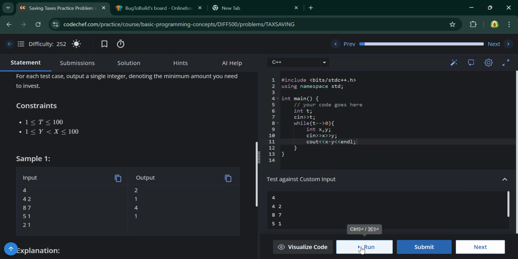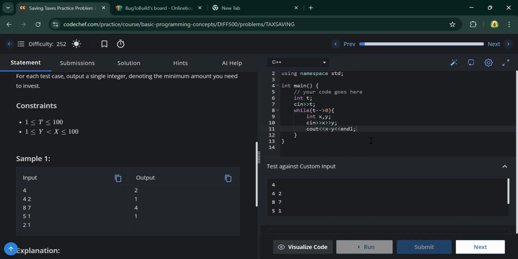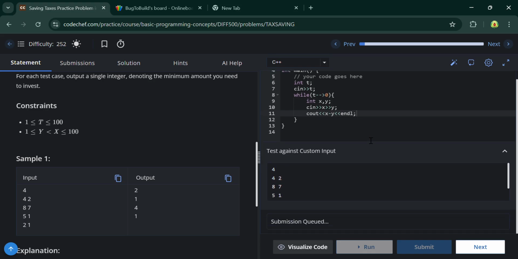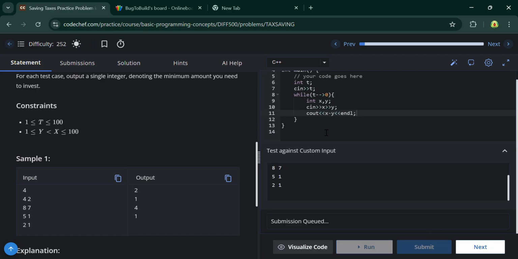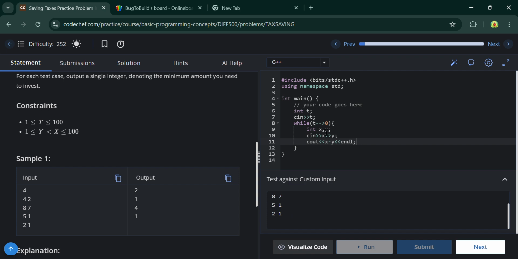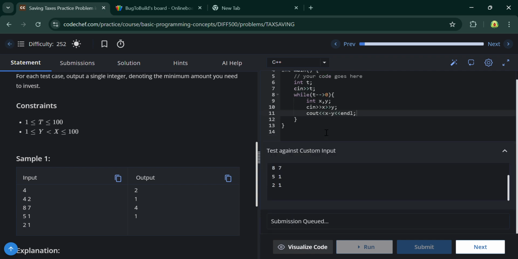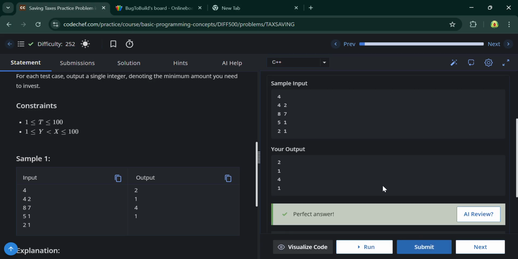So let's run this code. Yeah, this code works fine. Let's submit this. Yeah, this has been submitted. Thanks for watching.